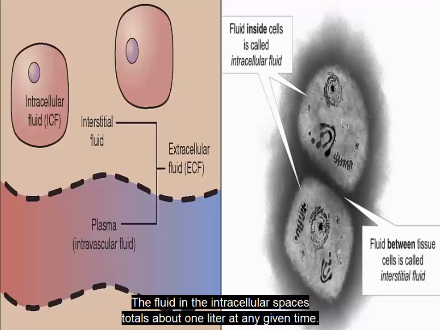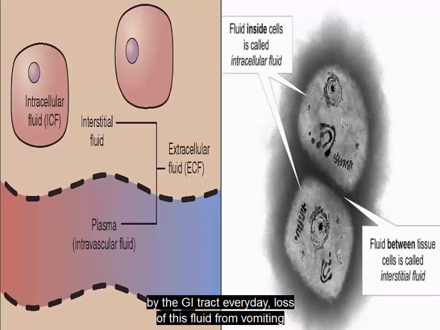The fluid in the intracellular spaces totals about 1 liter at any given time, but because 3 liters to 6 liters of fluid is secreted into and reabsorbed by the GI tract every day, loss of this fluid from vomiting or diarrhea can produce serious fluid and electrolyte imbalances.